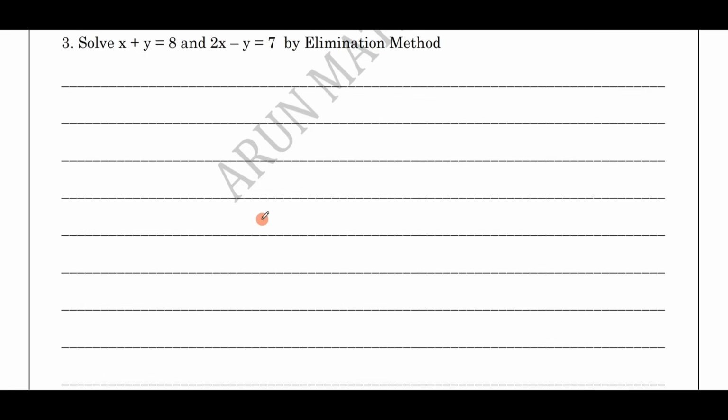Third question, solving a pair of linear equations in two variables by the elimination method. The method itself says that you should eliminate any one of the variables. First write down the given equation: x plus y equals 8. Take this as equation 1. Whatever the question is, you should write the given data again. That is very important. The next equation is 2x minus y equals 7. Take this as equation 2.